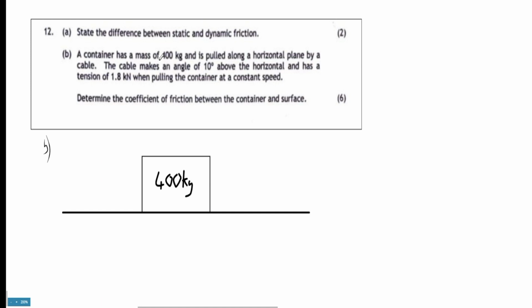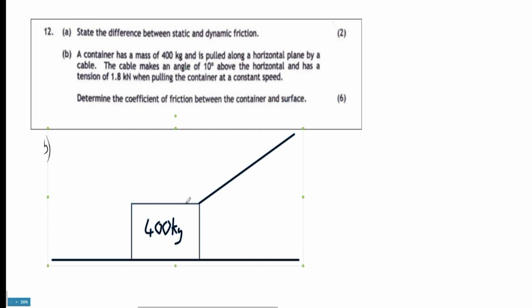Okay, the cable makes an angle of 10 degrees above the horizontal and has a tension of 1,800 newtons when it's pulling at a constant speed. So let's draw the cable on. I'm going to move my picture a little bit so it fits better. Okay, 10 degrees. I've got big fat cables on here, but this is 10 degrees. I'm accentuating a little bit so we can see it. Determine the coefficient of friction in the container.